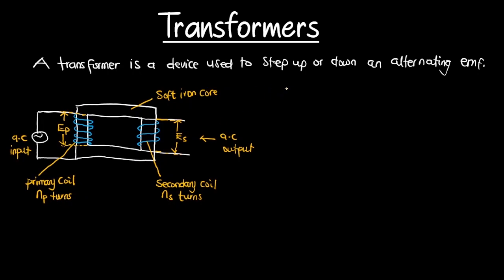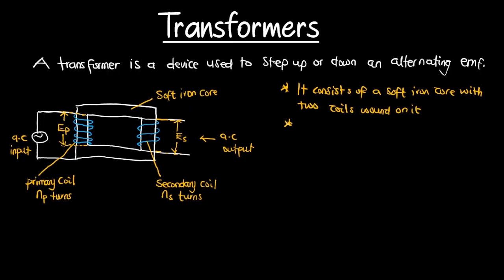So basically, let's have a look at some things we can note over here. We are saying that it consists of a soft iron core with two coils wound on it.